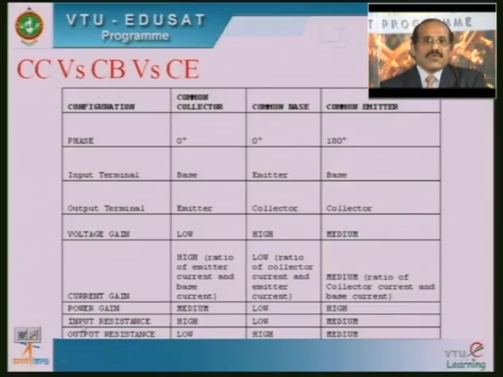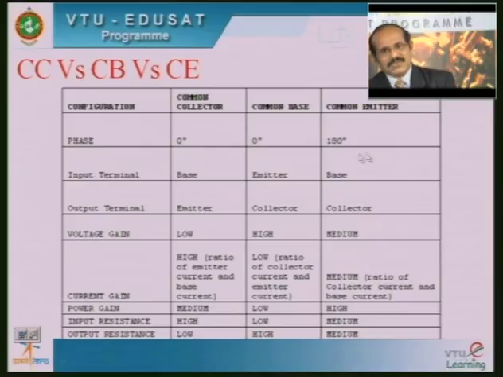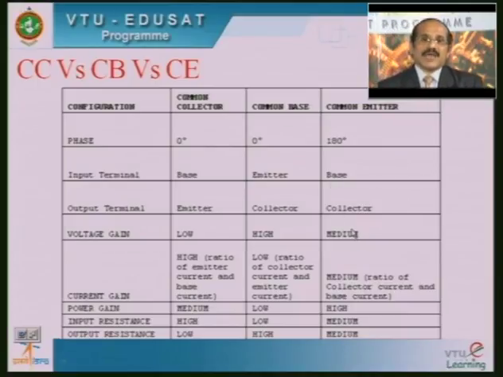So finally, what you conclude is that the common collector configuration is used as an impedance matching device, only because it has high input impedance and low output impedance here, whereas the common emitter configuration is preferred as the amplifier, only because it has high voltage gain, that is, moderate voltage gain and moderate current gain here.